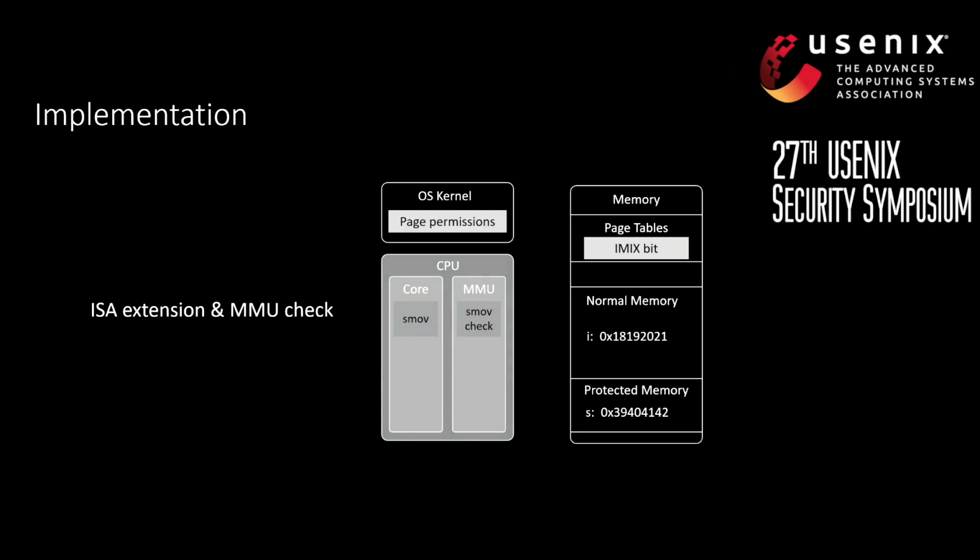Of course, you cannot make a hardware extension if you cannot modify hardware. So we implemented the SMOF instruction for the CPU core, as well as introducing this SMOF check to the MMU. This is analogous to the read or execute check, because, I mean, if you're writing memory and you see the NX bit, you won't let that pass, and this is quite similar to this.